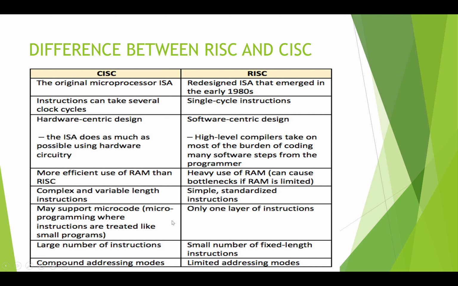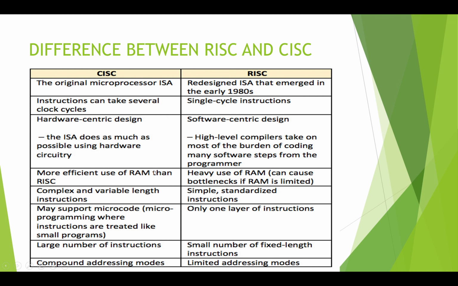So the differences between RISC and CISC are these. CISC is the original microprocessor ISA. RISC is a redesigned ISA that emerged in the early 1980s. CISC instructions can take several clock cycles, whereas RISC has single-cycle instructions. CISC has a hardware-centric design: the ISA does as much as possible using hardware circuitry, whereas RISC has a software-centric design, where the high-level compiler takes on most of the burden of coding many software steps from the programmer.